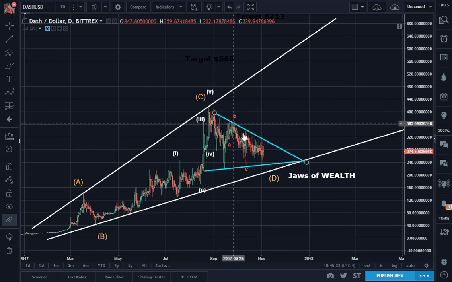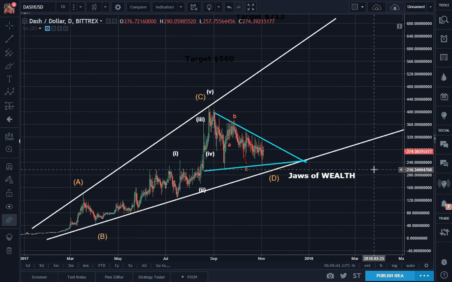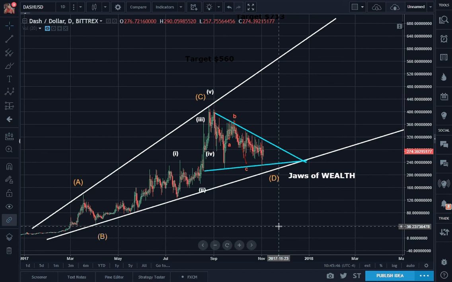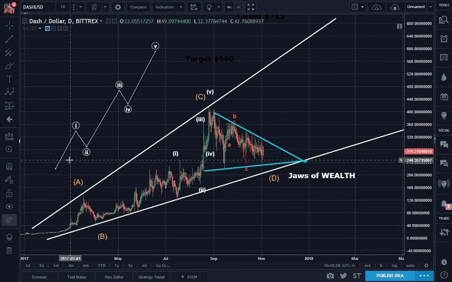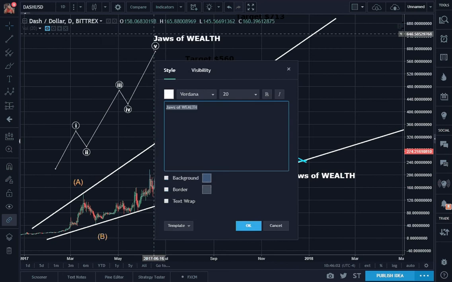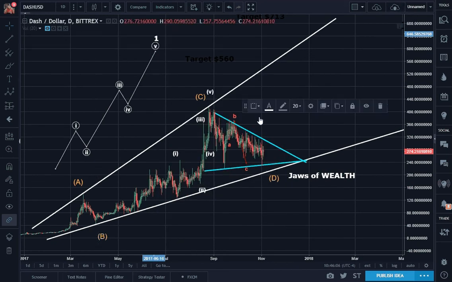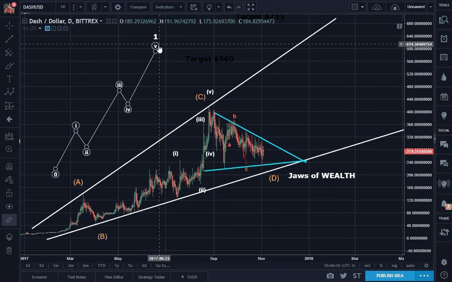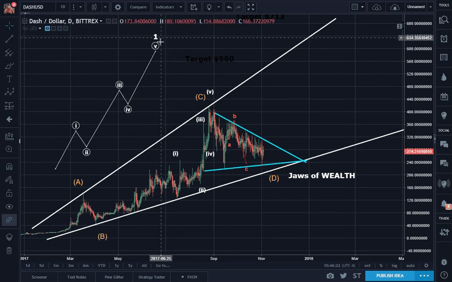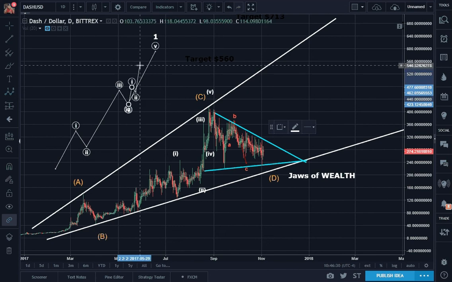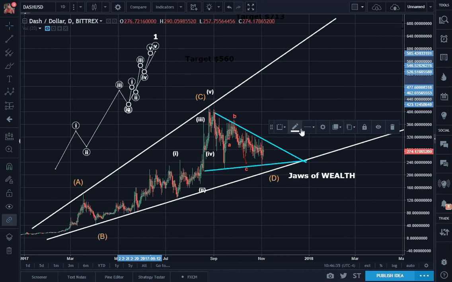So the jaws of wealth here begets the symmetrical triangle. It could be vice versa. And it's just a begetting system. Just like, for example, when you have 1, 2, 3, 4, 5, these five waves are subwaves to a higher wave, let's say wave 1. So wave 1 begets these five waves because wave 1 is of a higher degree trend than these five waves. These five waves are subwaves of this wave 1. Now this wave 5 itself will have five waves.